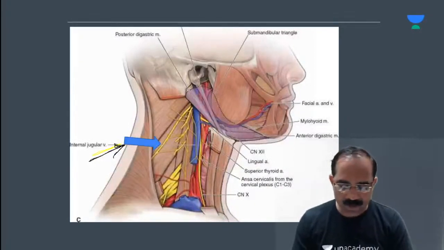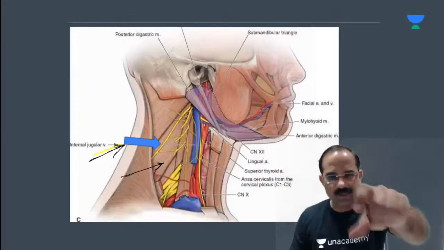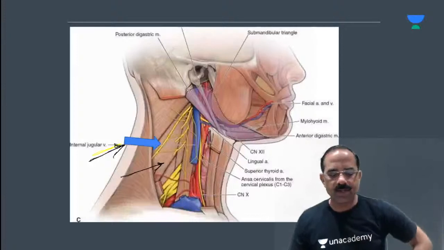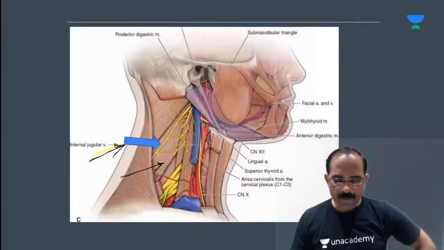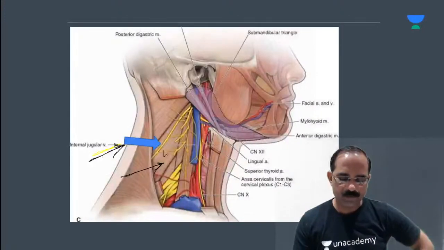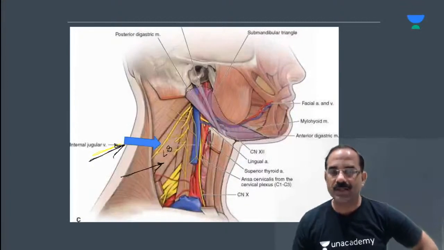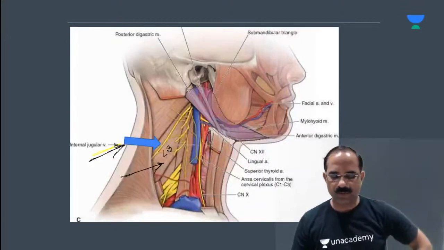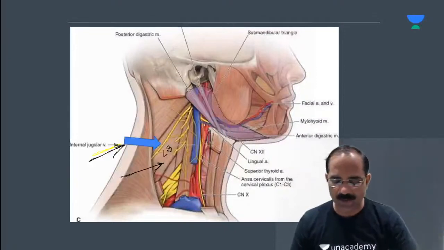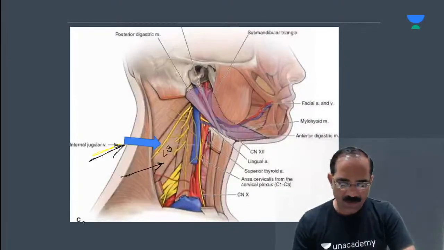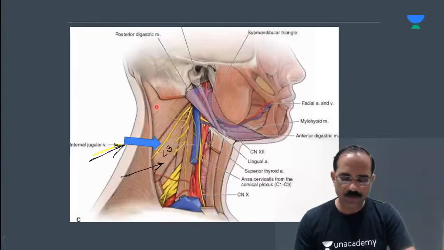And this spinal accessory nerve lies on a muscle here. Can anyone tell me what is the muscle on which the accessory nerve lies? Guess. Yes, the levator scapulae. That's a very important MCQ. Okay. What is this triangle of the neck that we're looking at? That's the posterior triangle of the neck.